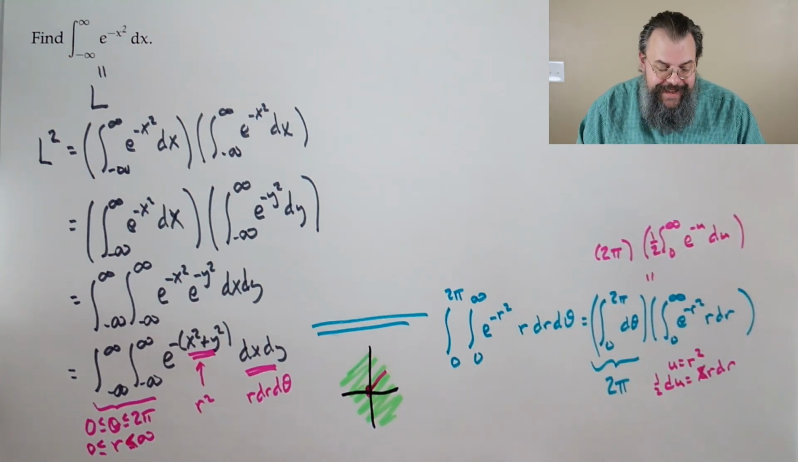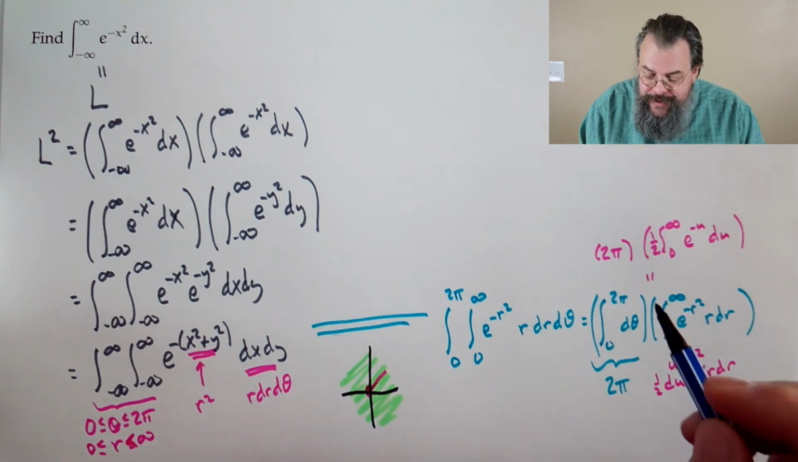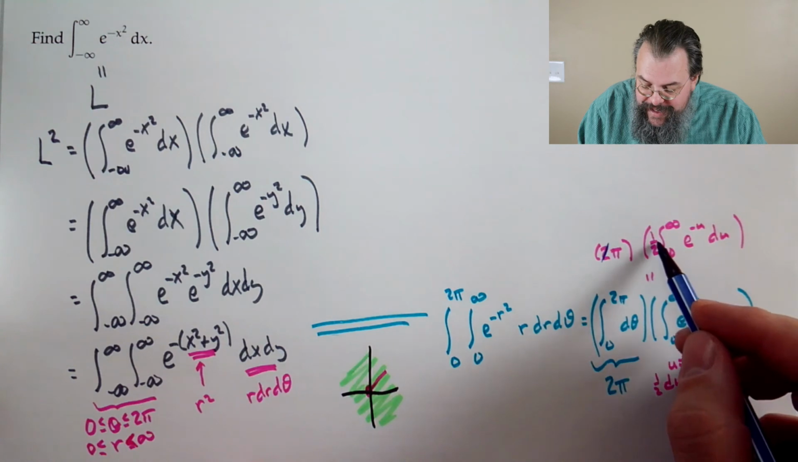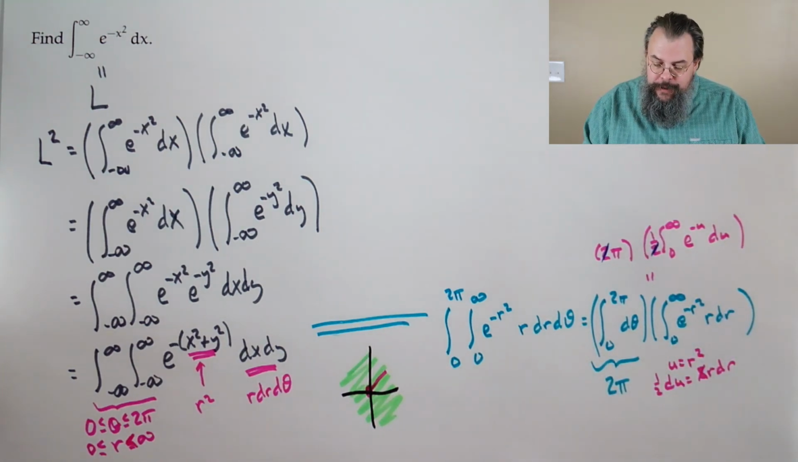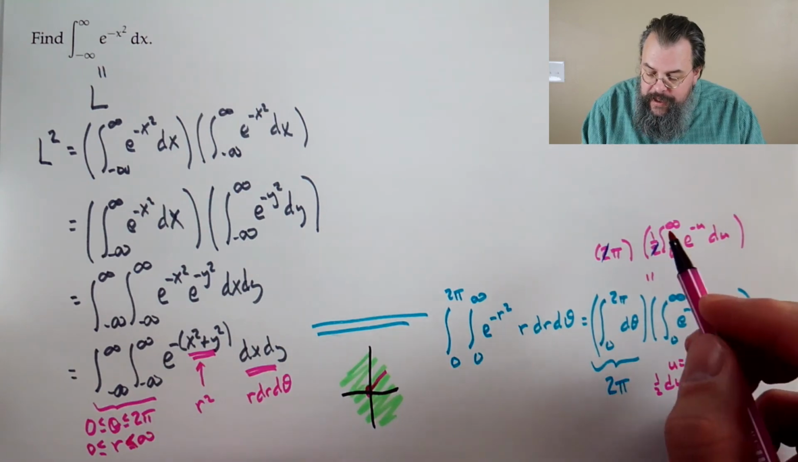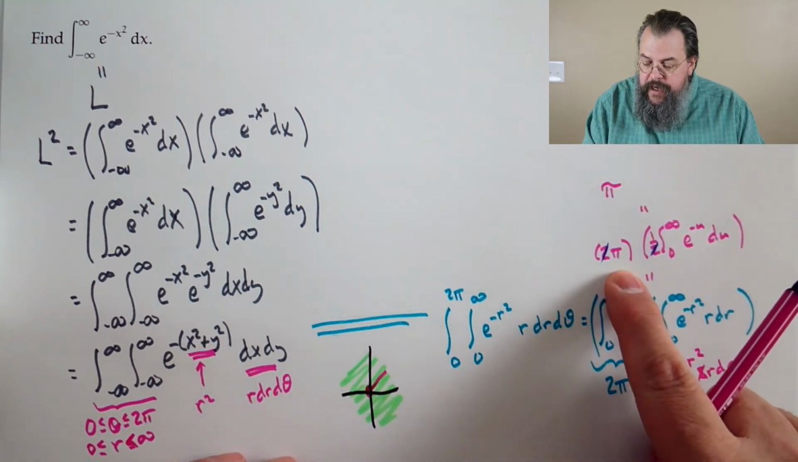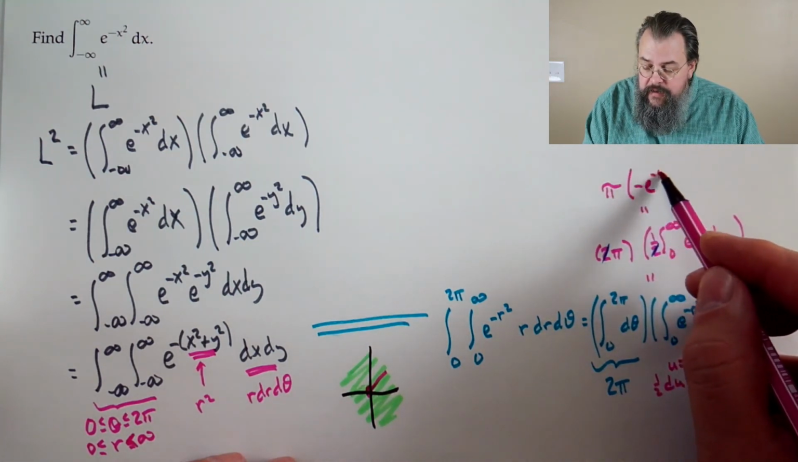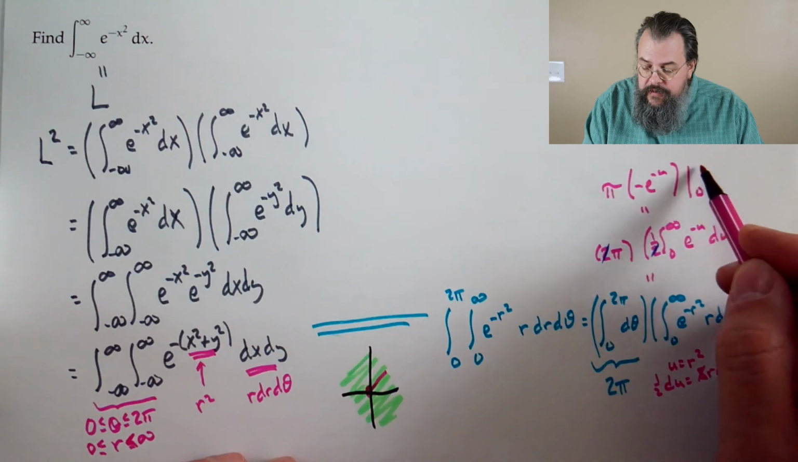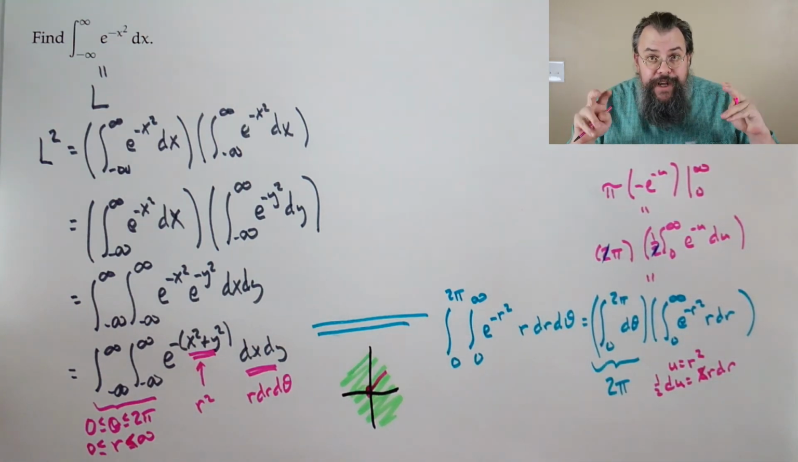All right. Now, what happens with our 2's? Ha ha ha. Cancel, cancel. Nice. Okay. Well, we're making progress. So this is pi, because of that, times the integral of e to the minus u. Well, that's minus e to the minus u, evaluated from 0 to infinity.